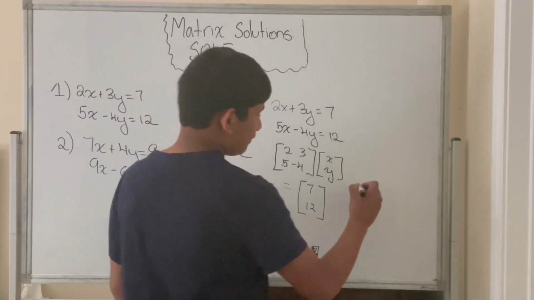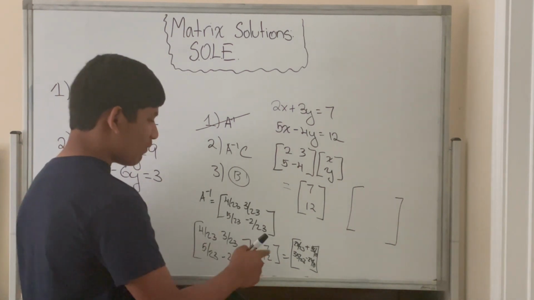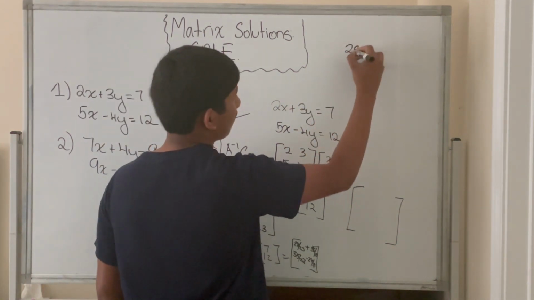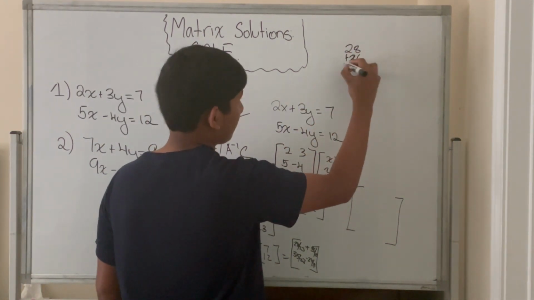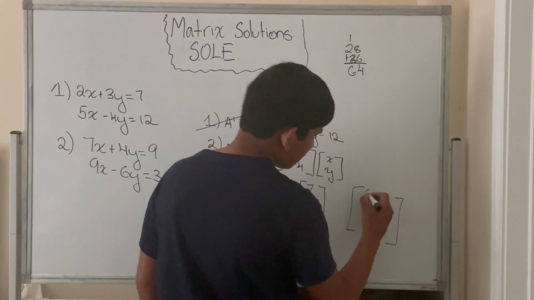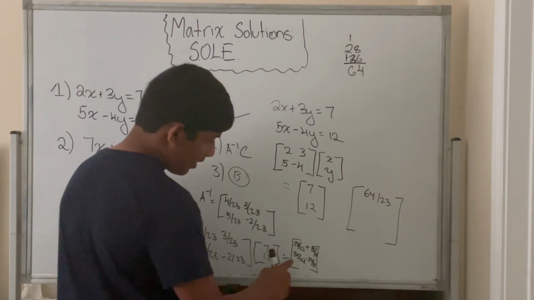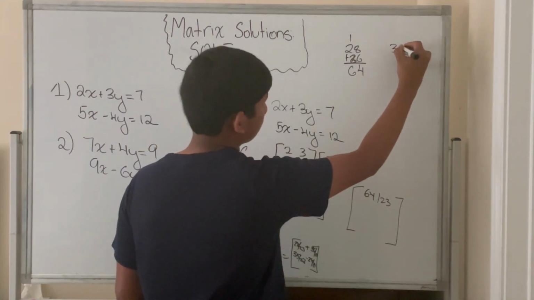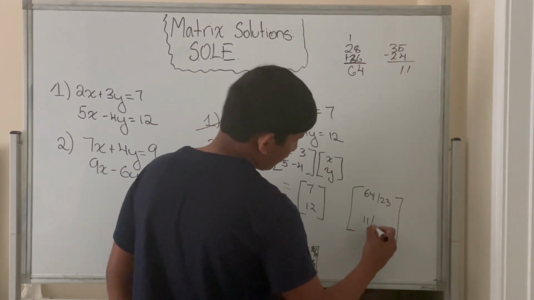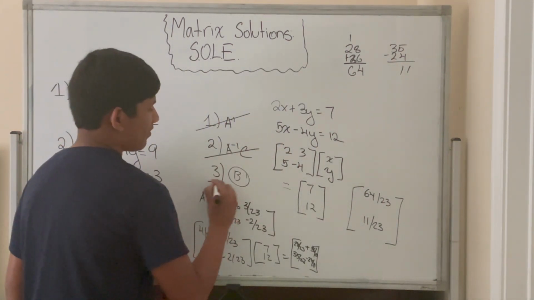And let's simplify. So we have 28 over 23 plus 36 over 23. So 28 plus 36. That's 8 plus 6 is 14, 2 plus 3 is 5 plus 1 is 6. So 64 over 23. Next, we have 35 minus 24, which is going to be 11. So 11 over 23. So we've got this, and last but not least, we have found B as well.